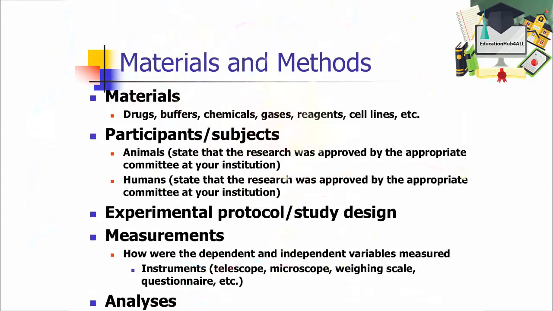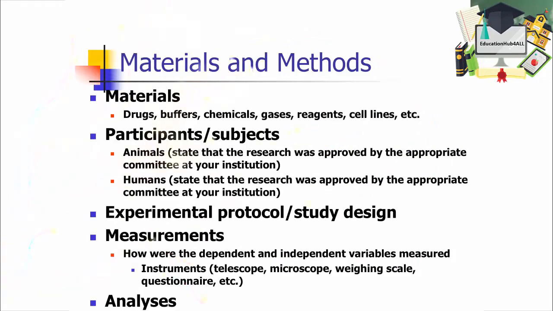What do you need in your materials and methods section? You need to give information about the materials, things like drugs, buffers, chemicals, gases, reagents, cell lines. You need to give specifics like pH, temperature, ingredients, doses, all of those things. It's a recipe, so they need the exact specifics so they can recreate it. If your research involves human or animal subjects, you'll need to state that the research was approved by the appropriate ethics committee at your institution. You actually need an official statement of that in your methods section.